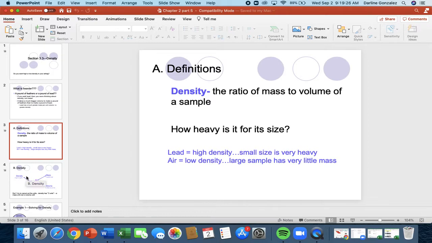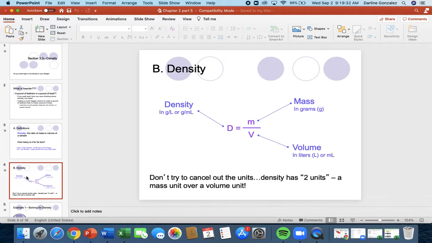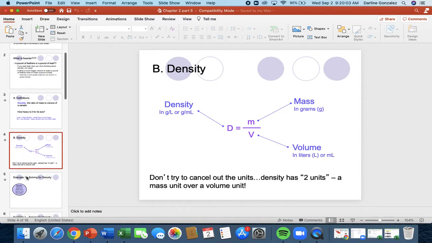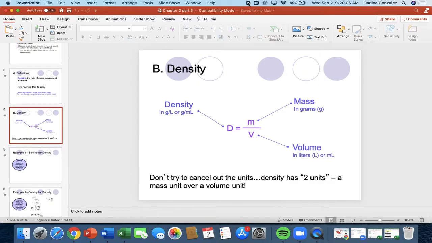So density has these properties. However, density also has a formula to it. Density is equal to the mass divided by the volume. And for density, we have two units. Normally, density is in grams per liter or grams per milliliter. And the mass is in grams and the volume is in liters or milliliters. By the way, it says down here, don't try to cancel out the units for density. It's a two-part unit, so it's always grams per liter or grams per milliliter. That slash means per. So just make sure you don't try to cancel that out.